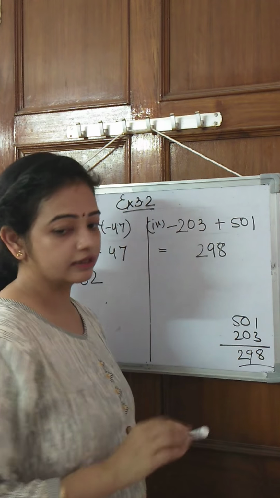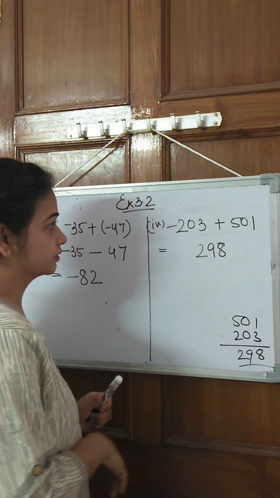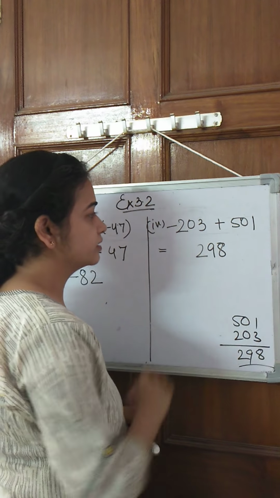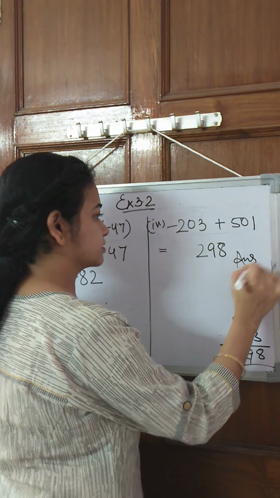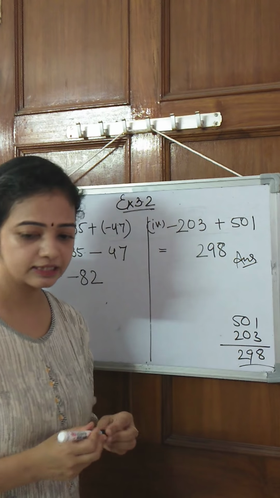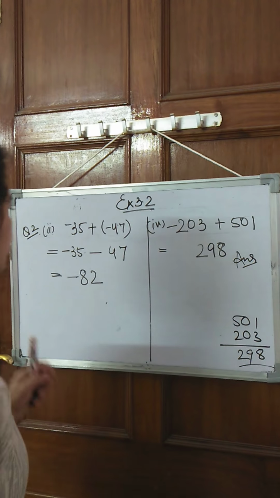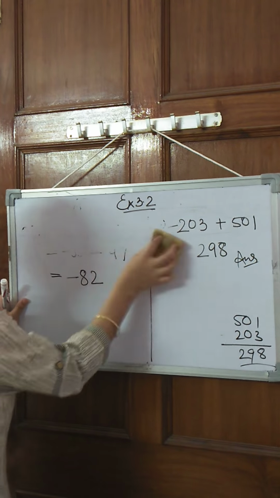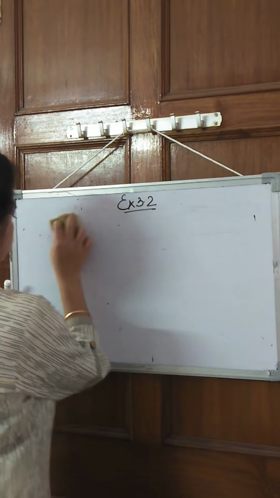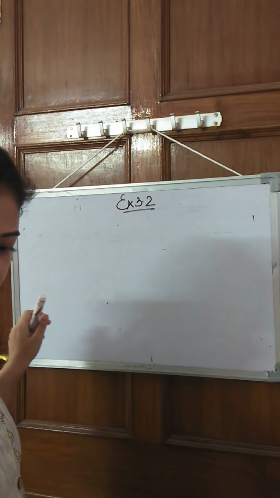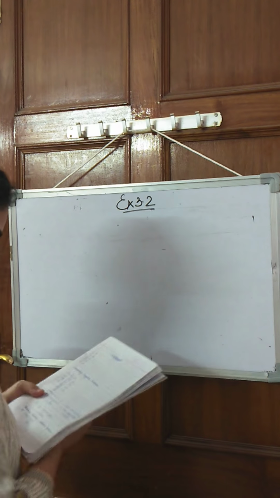Now we have to put the sign according to the bigger number. So the bigger number here is 501. This is positive, so my answer is also positive, and this is my answer. That is it. Okay, easy. Now let's take one more part. Now I am taking question number 3. Question number 3, I am taking third part.